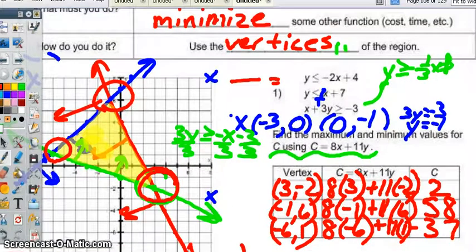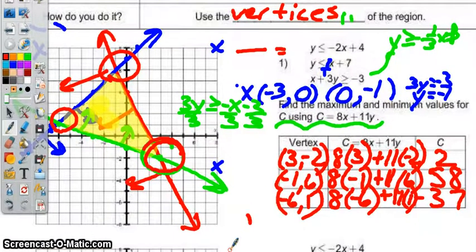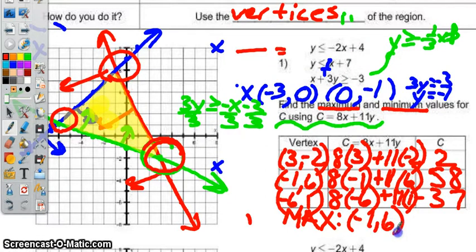All right, so at that point, once you plug in all those numbers, you get 2, 58, and -37. Up here it says find the maximum and minimum values. So let's start with the maximum. Which one's the maximum point? The 58, right? Which is at -1, 6. So we're going to say the point -1, 6 produces a maximum of 58.